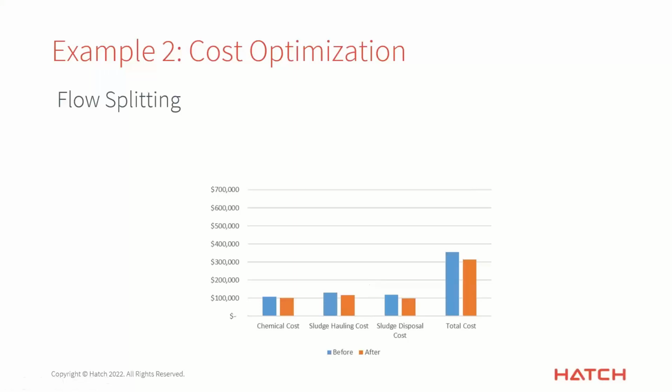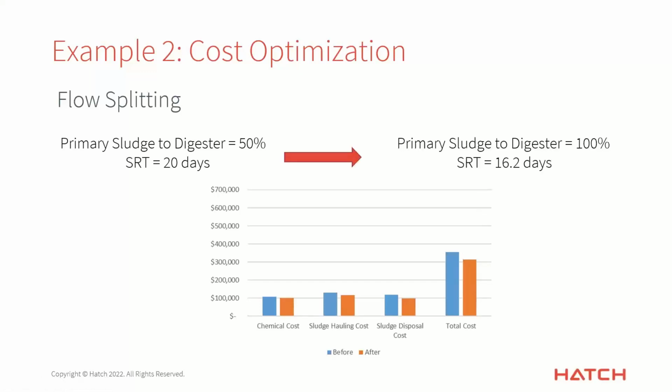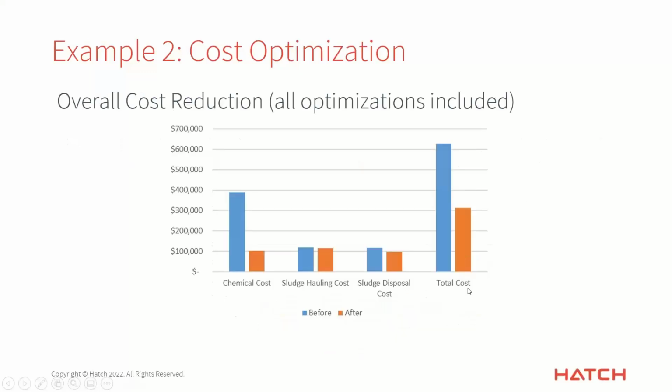There was ample room in the digester to accept more of the solids over there, so that we could avoid the landfilling cost. It actually decreased the SRT from 20 to 16. This is getting on the low side, so maybe we don't want to push it any more than that. And this is how much we gained in terms of dollars for just this one change. So lastly, if I add up all three of those, this is what we did. We improved the chemical cost, we slightly improved the disposal cost, and overall here we cut the cost approximately in half. Now, that's a really extreme example.